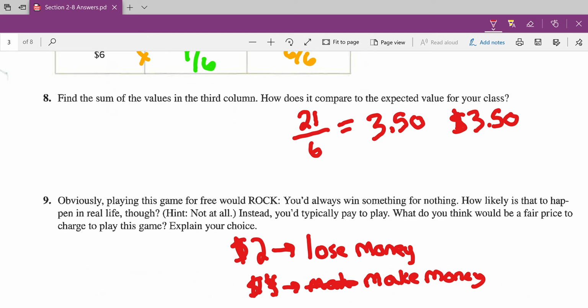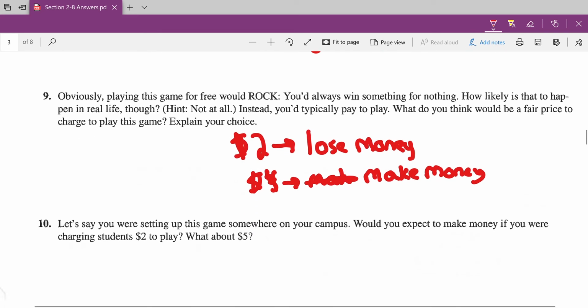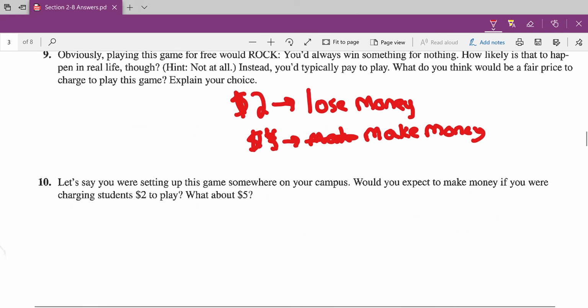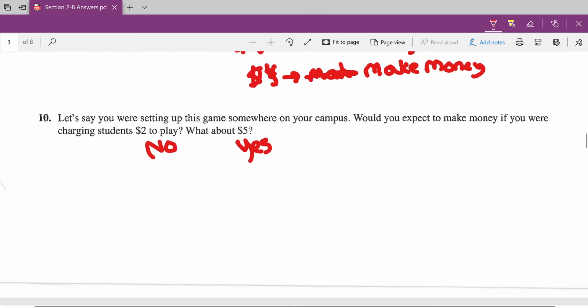Turn to page 260. Oh no, we have one more question here. Question number 10 on this page says, let's say you were setting up this game somewhere on your campus. Would you expect to make money if you're charging students $2 to play? No, I'm going to lose money because I expect them to win $3.50. How about if I charge $5? Yes, because I only expect them to win $3.50 with any given roll. Now we can turn to page 260.